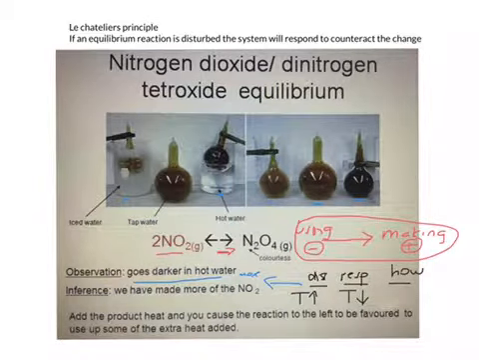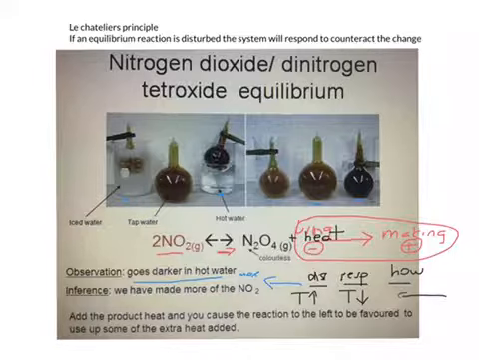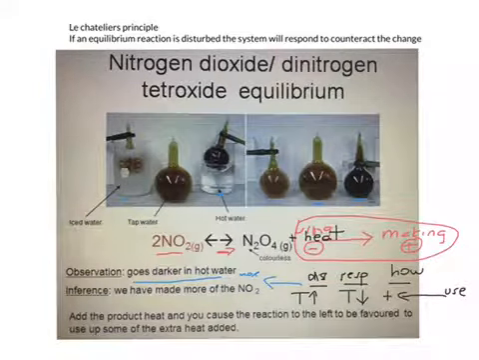Now, to go any further, you need to actually know that this reaction is exothermic, that heat is actually on the right. So I'm going to get the temperature to go down by going this way, because that's going to use up some of the extra heat added, and indeed that supports our observation. We did see that we made more of the dark colour.